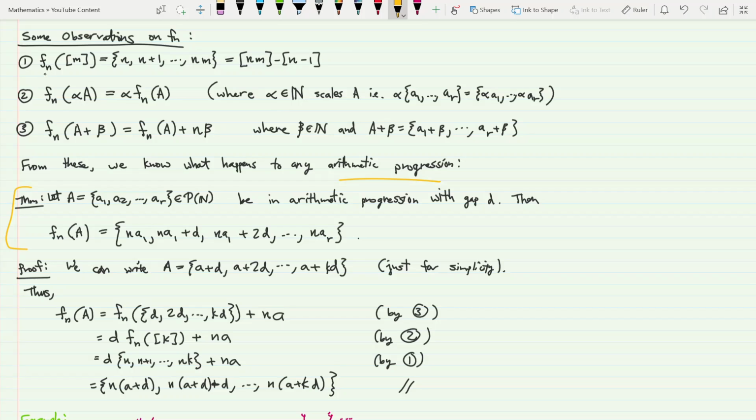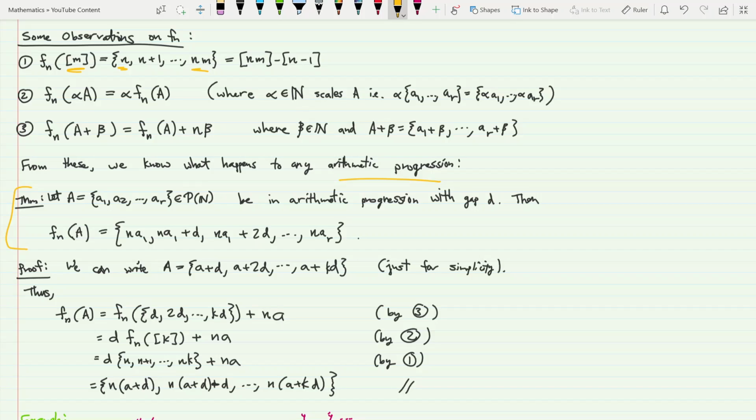1 is just saying that fn of bracket m is just n plus 1 up to n. So certainly, if I take the 1 in this set and add it n times, I get n. If I take the m and add it n times, I get nm. And I get everything else with higher multiplicity. But it is worth checking that you actually get everything. Again, the multiplicities are perhaps a more interesting question.